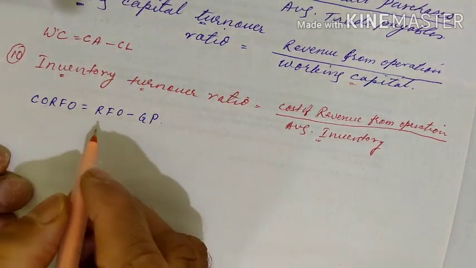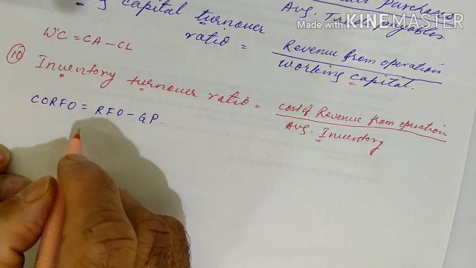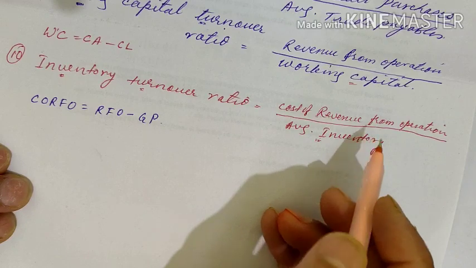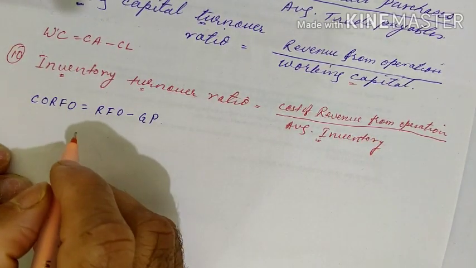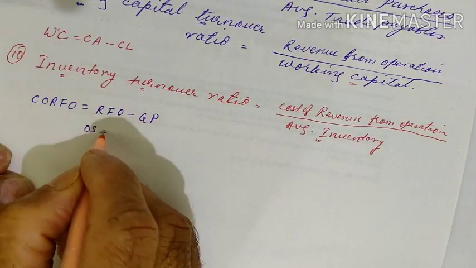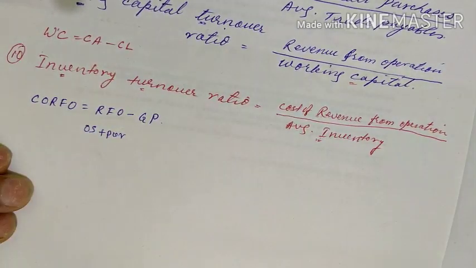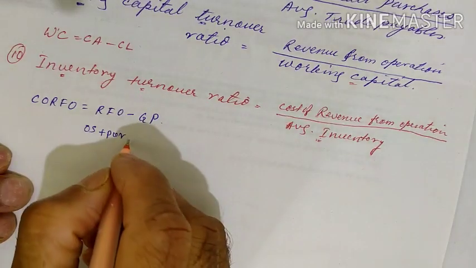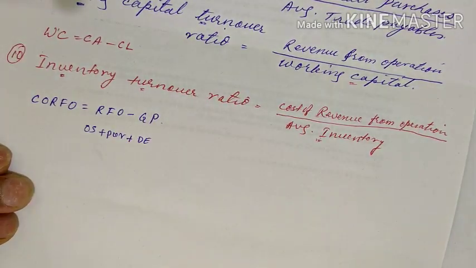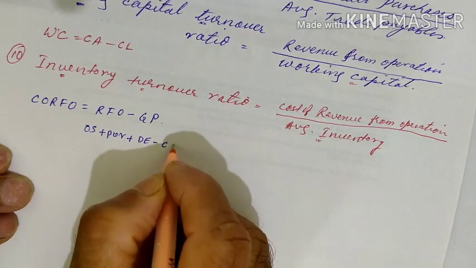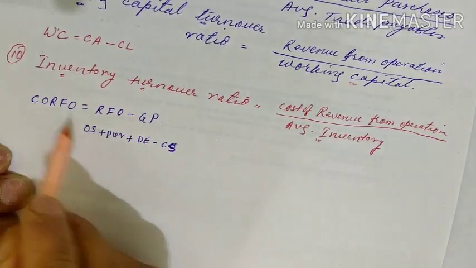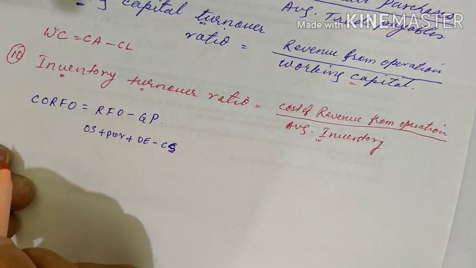Or in other words, we can also calculate this one as: what are the items included in the sales? In the sales, what will be included? Opening stock plus the purchase that you make. Then there will be what? Direct expenses included there. Then there will be some amount of closing stock. Closing stock, so we'll subtract this. We'll get cost of revenue from operation.